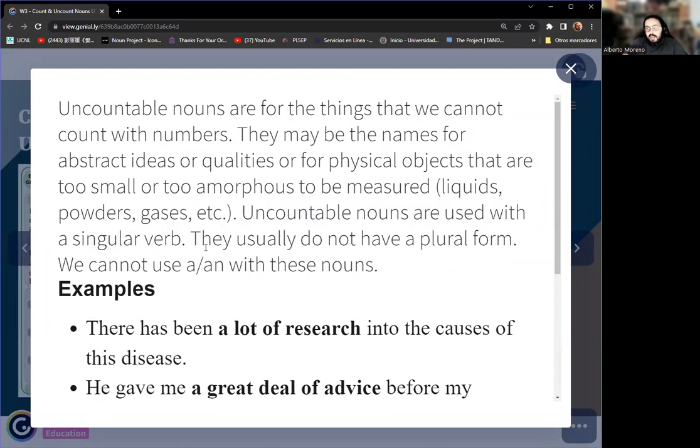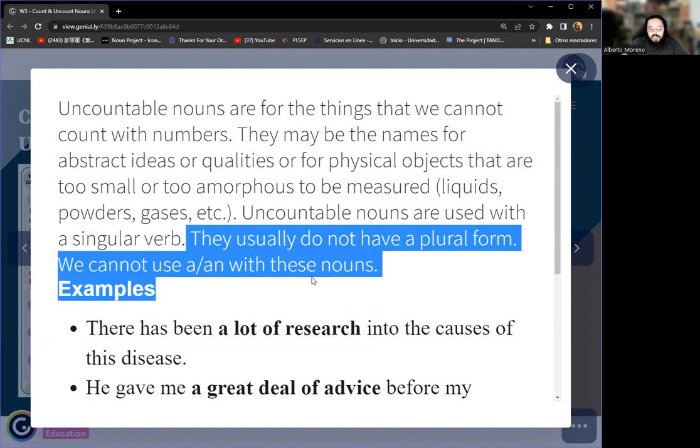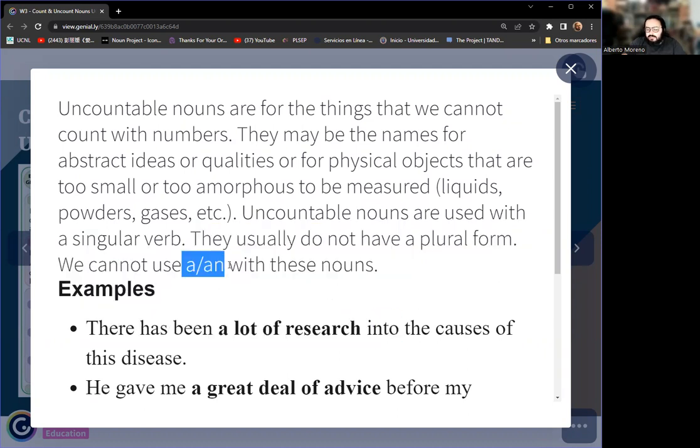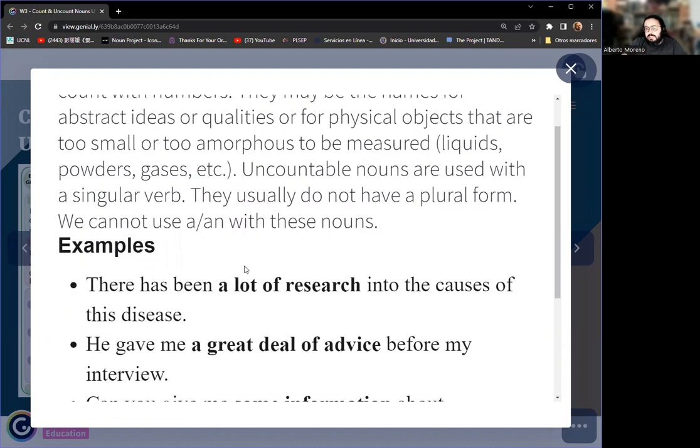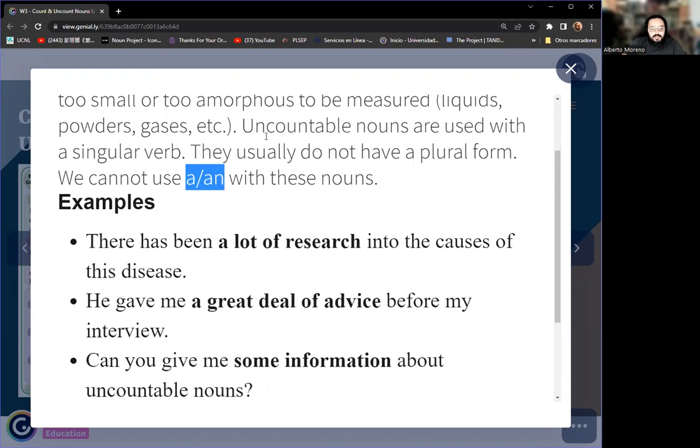Uncountable nouns do not have plural form and cannot be used with plural verbs. We cannot use the quantifiers a or an with these nouns because they are uncountable, and a or an are quantifiers only used with countable nouns, and those are uncountable.